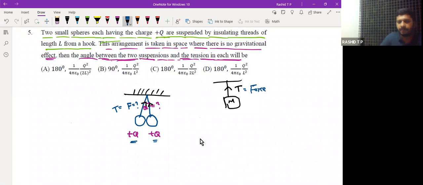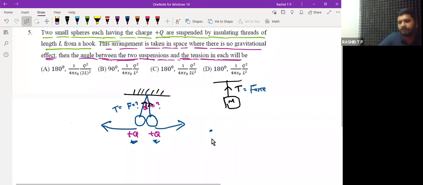Actually, I think it's already 8:20. We have to do a little bit more problems. I move fast. That is here. The charges are both positive. Therefore, there will be a repulsion between the charges. What will happen is, if there is no gravitational force, then because of the repulsion, this will go this side, repulsive, this will go this side.